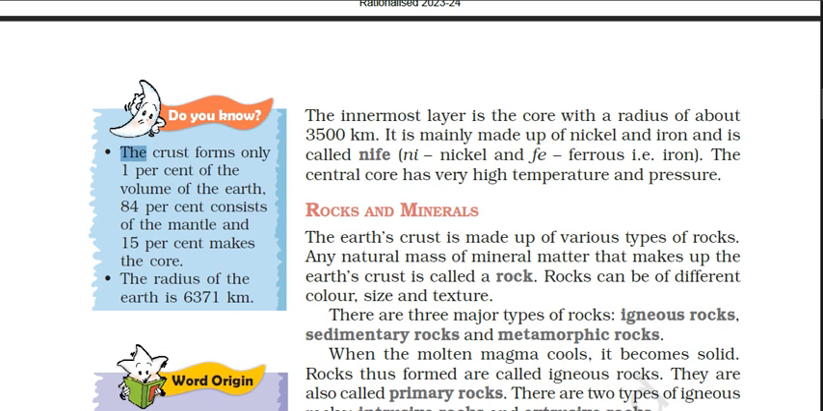Do you know the crust forms only 1% of the volume of the earth? 84% consists of the mantle and 15% the core. The radius of the earth is 6,371 kilometers.